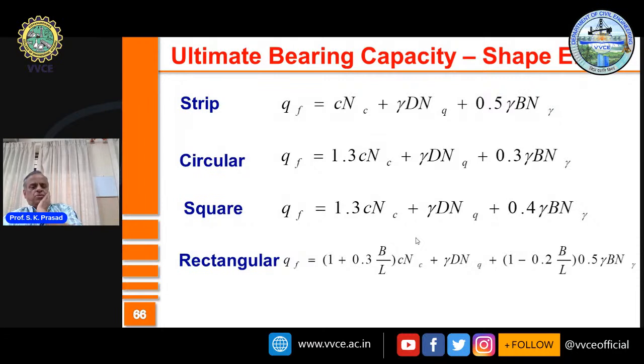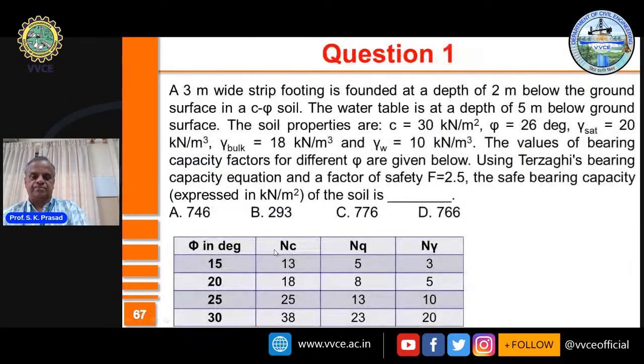These are the four equations we arrived at for different types of foundations. I want you to remember that for stiff footing and for circular, square, and rectangular footings, only the coefficients are changed. The second coefficient remains the same in all the cases. The first coefficient is 1.3 in the case of square and circular footings. And the third component is reduced: 0.3 times instead of 0.5 times for circular, 0.4 times instead of 0.5 times for square footing. But I want you to keep this by heart.